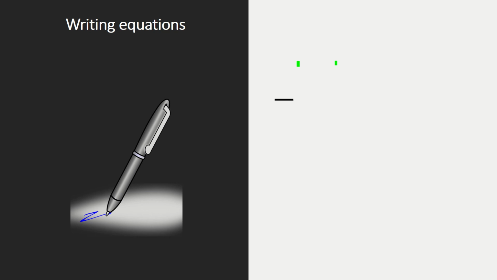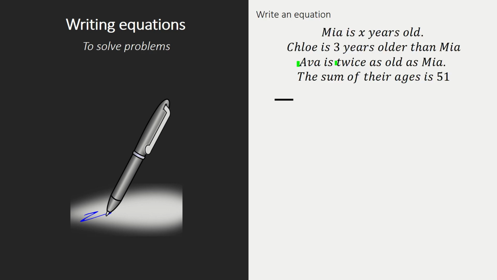Alright, the next one. How can we write this as an equation? Mia is x years old. Chloe is 3 years older than Mia. Eva is twice as old as Mia. The sum of their ages is 51. Alright, first start with the first sentence. We know that Mia is x years old. So, x is Mia.